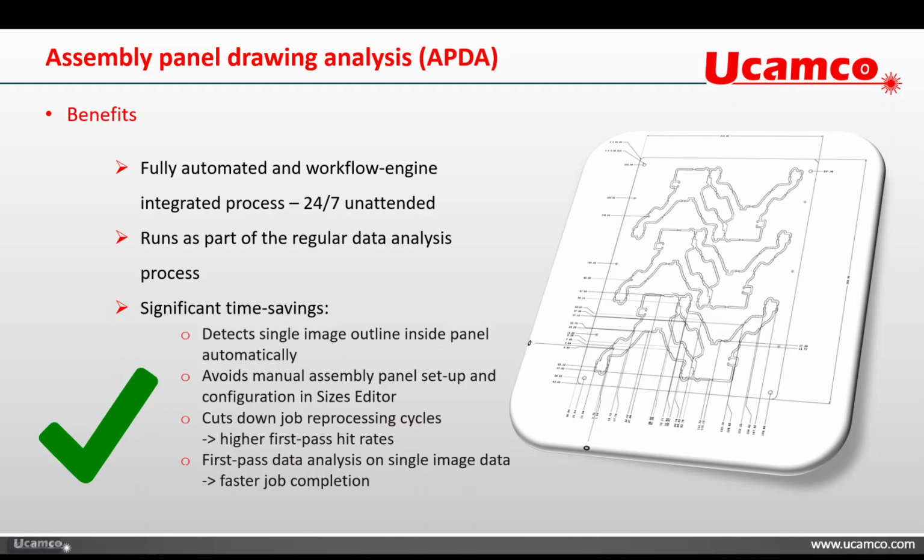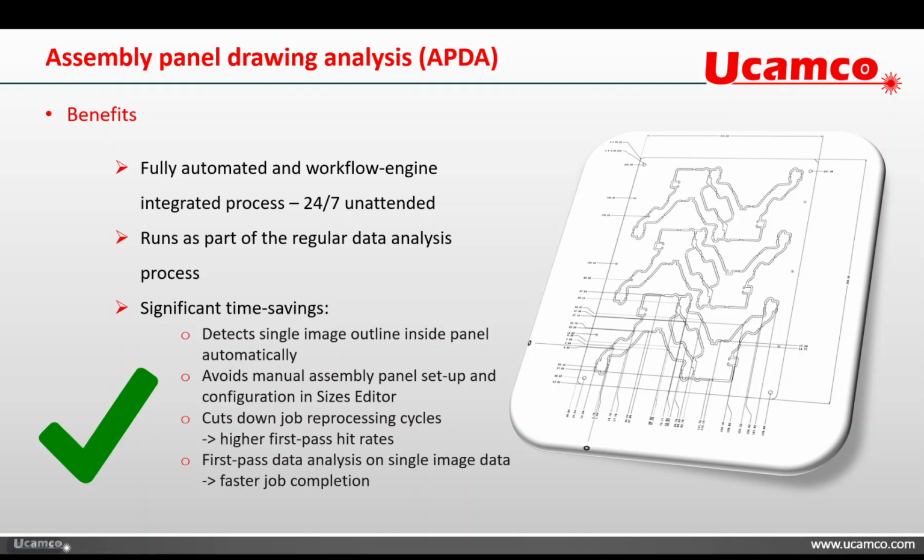And last but not least, first pass data analysis on single image data is going to help you have faster job completion. If you think back of the biscuit that I was showing a couple of slides ago, the 3x3, suppose that each one of these images represents 1 megabyte of data. Then that whole panel would be more or less 9 megabytes of data. That would mean in the case a panel outline is detected, so without the APDA license, the data analysis that follows later on considers everything which is inside the outline.